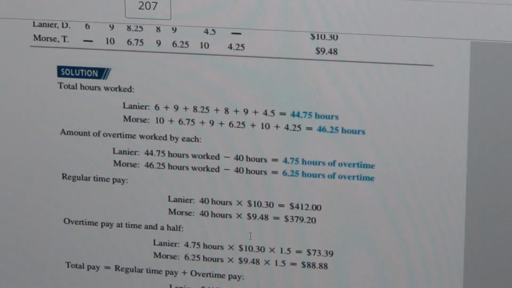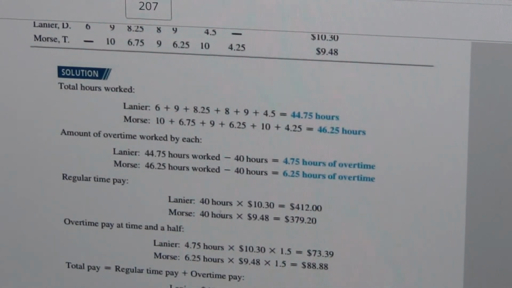All right? So now we're going to take Lanier and Morse. We computed both their regular rates and their overtime rates. For Lanier, we computed 412 for regular. There's the 412. We then took Lanier's overtime of 73.39, and we're going to add those two together. And those two are really going to compute how much Lanier is going to get as far as gross wages are concerned. So 412 plus 73.39 is going to equal $45.39.